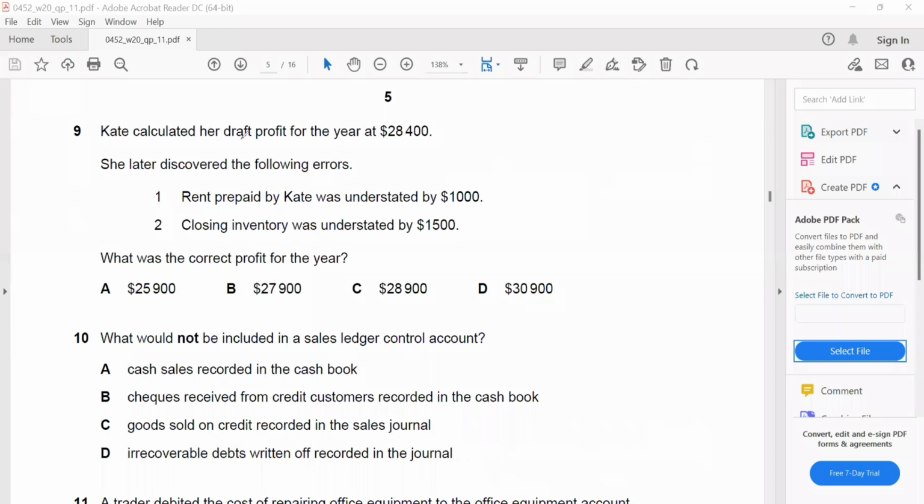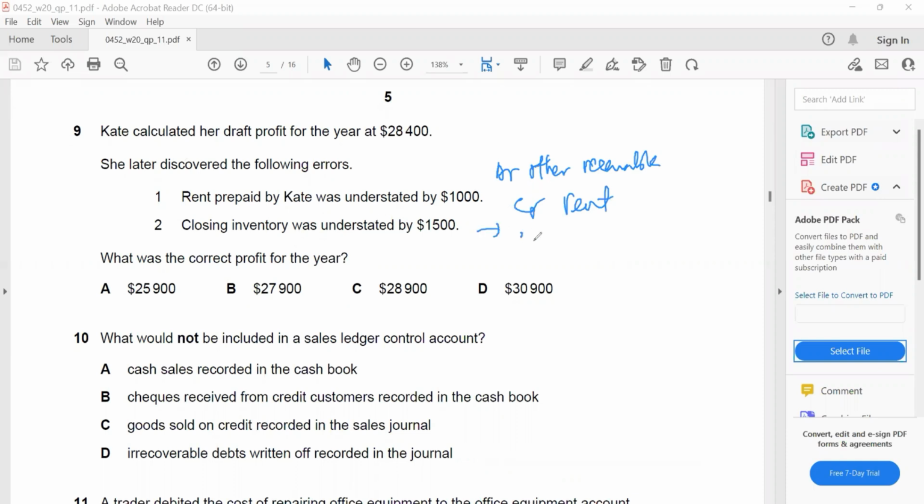Cat calculated her draft profit for the year, 28,400. She later discovered the following. Rent prepaid by Cat was understated. So by right, we should debit other receivable and then credit rent. Okay. Closing inventory was understated by.